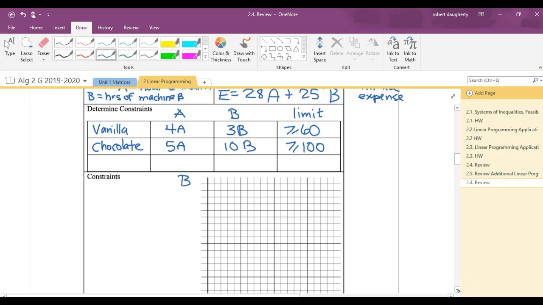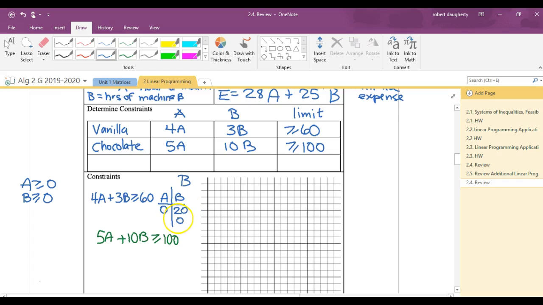So, my constraints: A greater than or equal to 0, B greater than or equal to 0, and then I've got these 2 other constraints: 4A plus 3B greater than or equal to 60, and 5A plus 10B greater than or equal to 100. If A is equal to 0, then B is equal to 20. If B is equal to 0, then A is equal to 15.